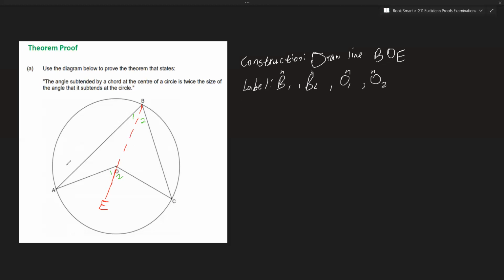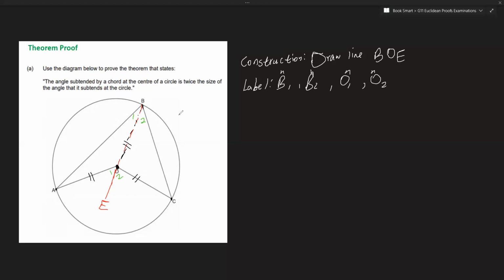Before we proceed, let's agree on something, ladies and gentlemen. We have to agree that AO, CO, and OB are all the same. Why? Because they are radii. They are lines from the center to the circumference. Do you see them? So they have to be equal in length. Perfect.